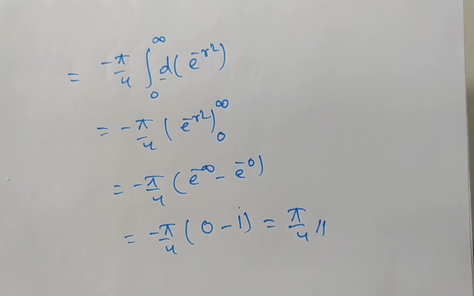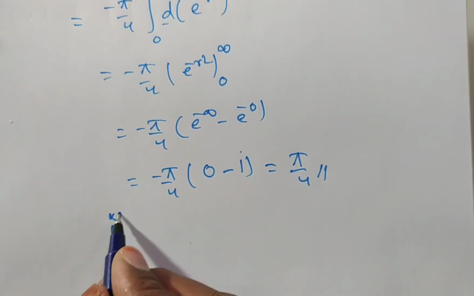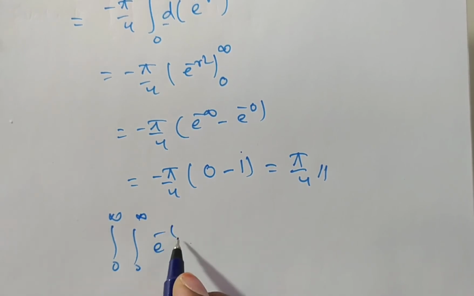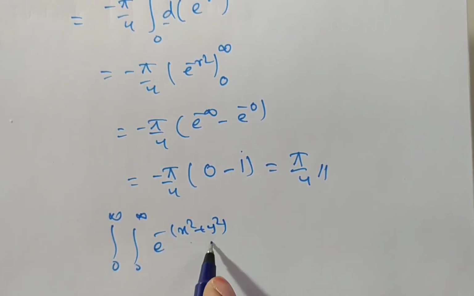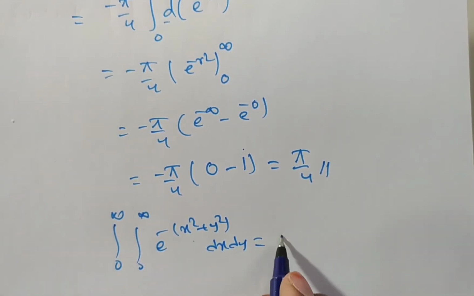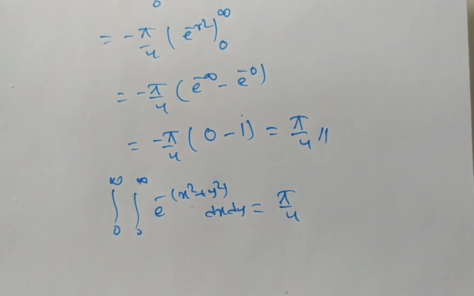Friends, the value of the integral 0 to infinite, 0 to infinite e to the power of minus of x square plus y square dx dy is pi by 4. The same problem I have done by another method. Another method means I have only changed the variable here.